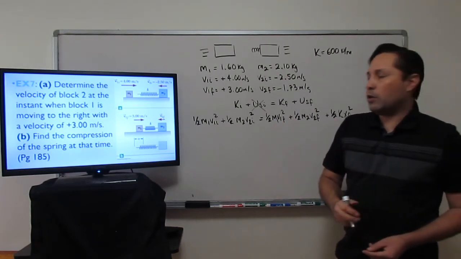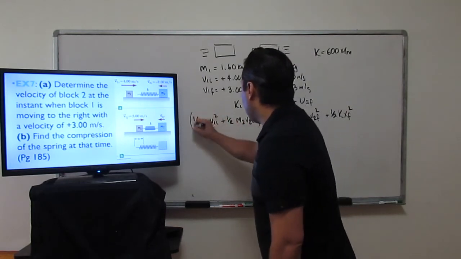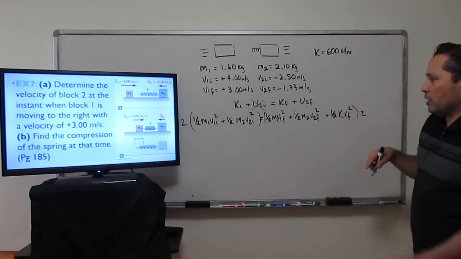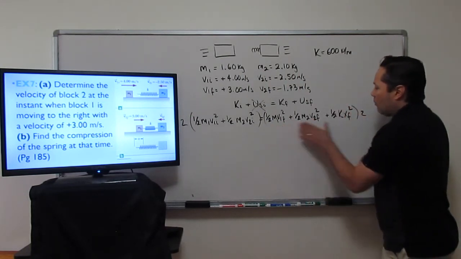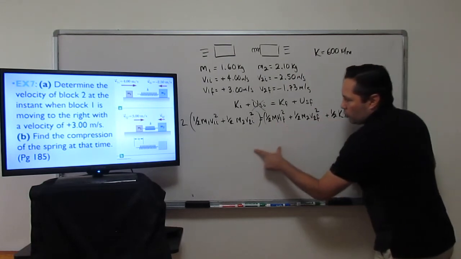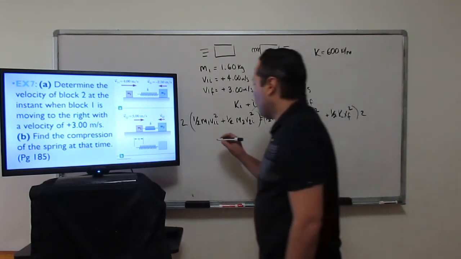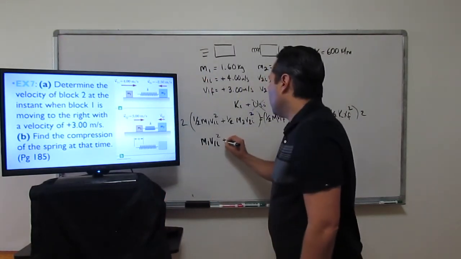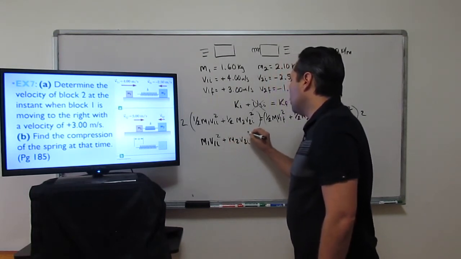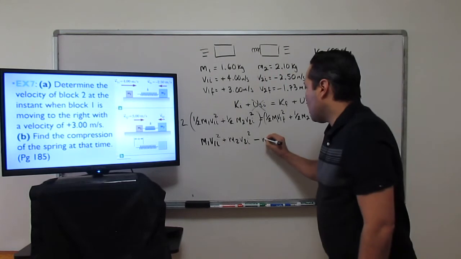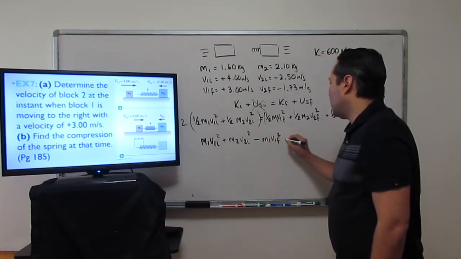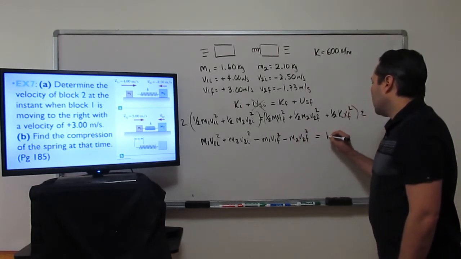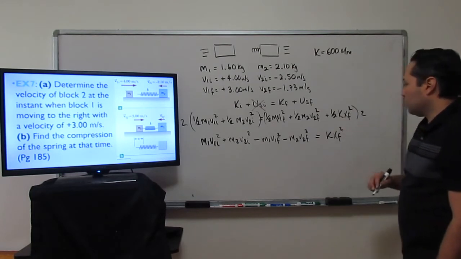Now, one of the first things I can see is, look at all those halves. We can get rid of them by multiplying both the left side and the right side by 2. That gets rid of all the halves. Then I want to isolate the x, so I'm going to move these over to the other side of the equal sign. Now we end up with a formula that looks like this: m1 v1 initial squared plus m2 v2 initial squared minus, because we went over to the other side, m1 v1 final squared minus m2 v2 final squared equals k xf squared.